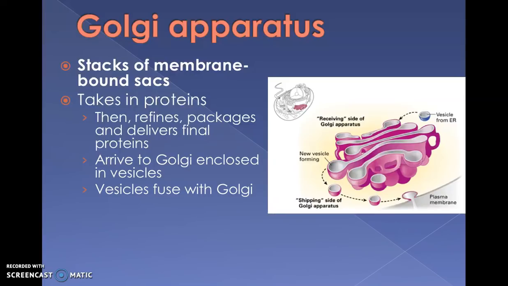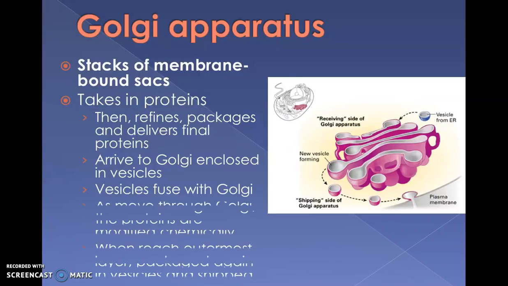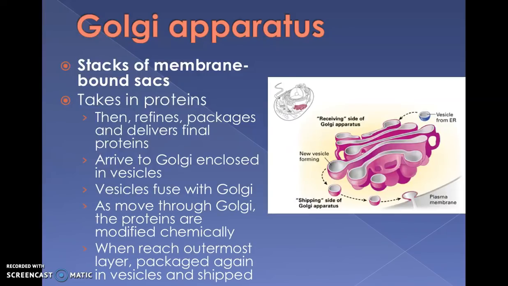So everything arrives to the Golgi enclosed in these things called vesicles, which is when we have another phospholipid bilayer. And those vesicles attach with the Golgi apparatus. The Golgi apparatus then is able to package it, take care of the end details, and then the proteins leave the Golgi apparatus after being chemically modified and then get shipped off to wherever they need to go. So I like to think about the Golgi apparatus being like Amazon Prime.